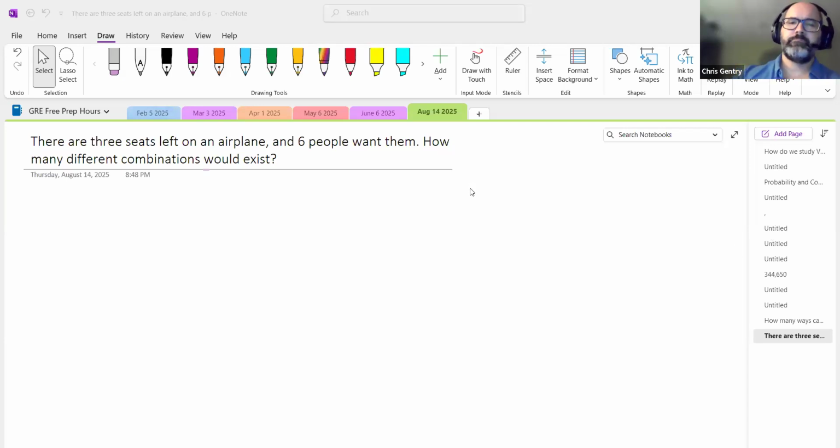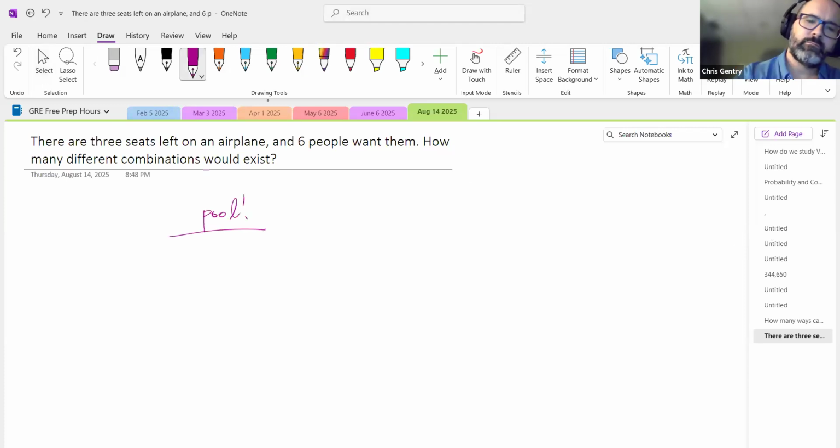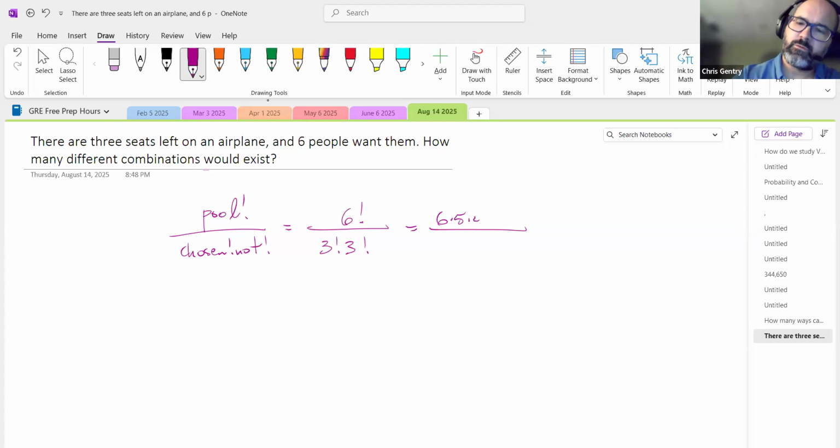Yeah. This is your pool over chosen, not chosen. I have 6 people. 3 of them will be chosen. 3 of them will not. 6 times 5 times 4 times my nested 3 factorial. That will cancel one of the 3 factorials. The other one will be 3 times 2.